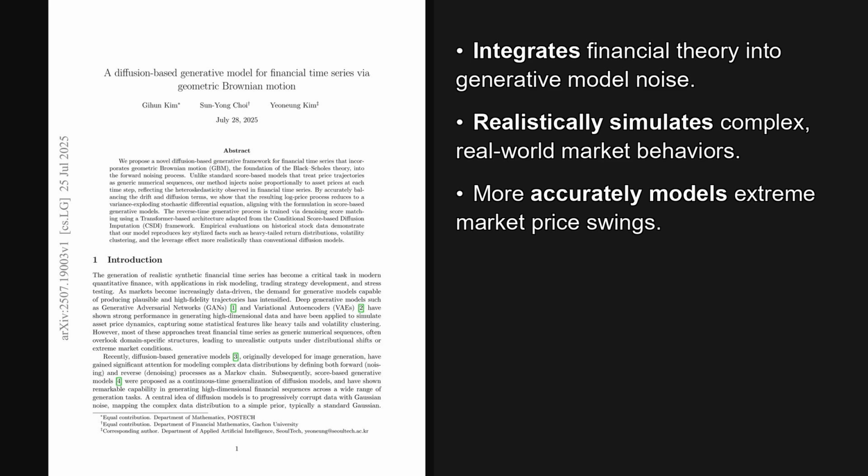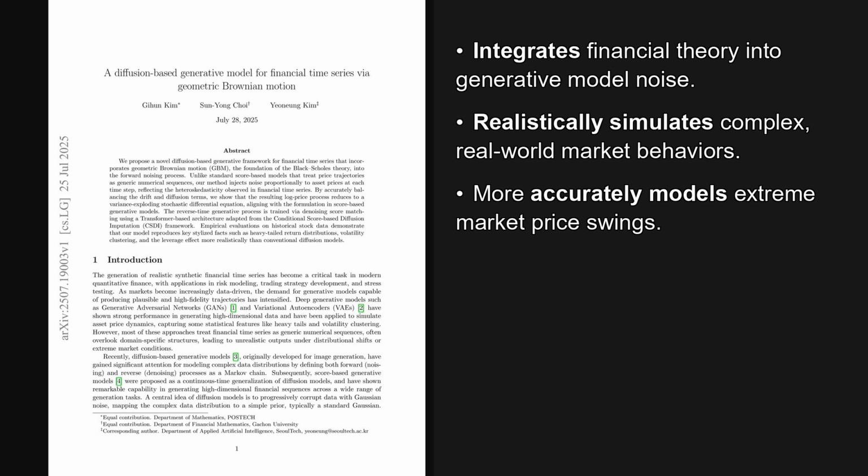I'm Alex, and today we're looking at a paper trending on X, published on July 25th, 2025, so just about 4 days ago. This paper introduces a generative model for financial data that gets remarkably close to reality. For instance, it generates return distributions with a tail exponent of 3.78, which is much closer to the real-world value of 4.35. The paper is titled, A Diffusion-based Generative Model for Financial Time Series via Geometric Brownian Motion, and as we'll see, the results are really impressive.